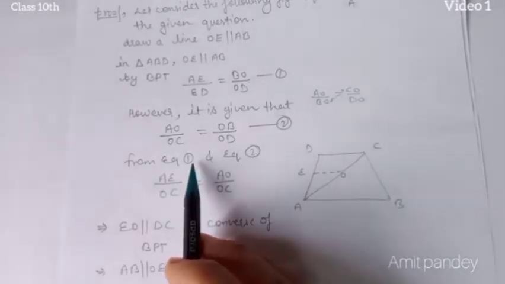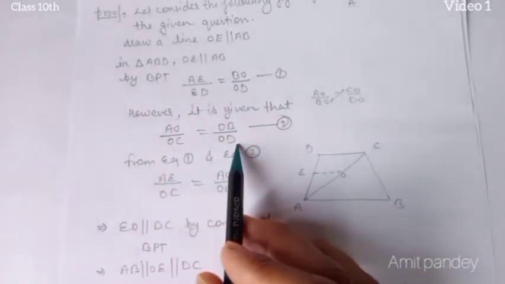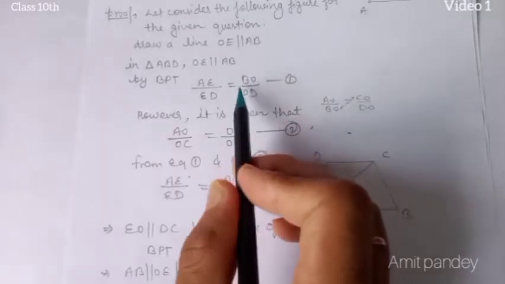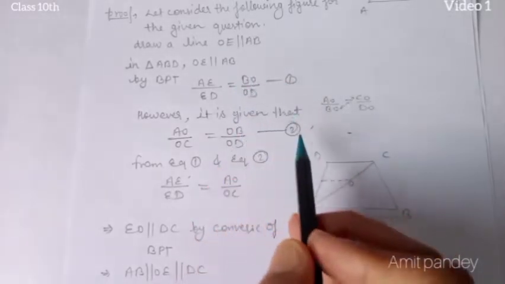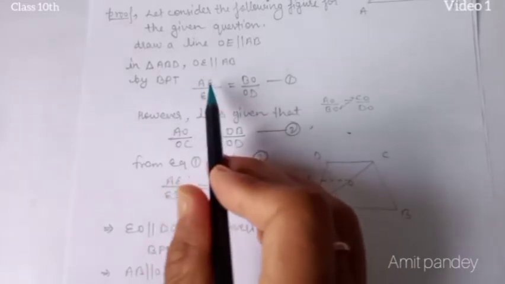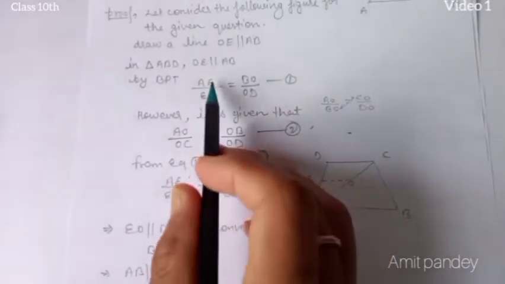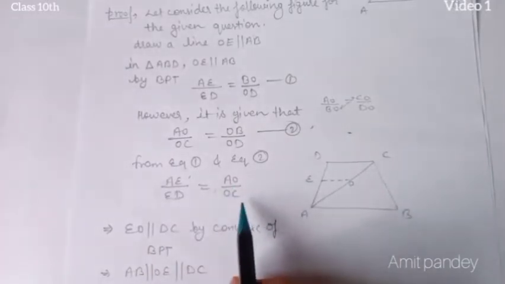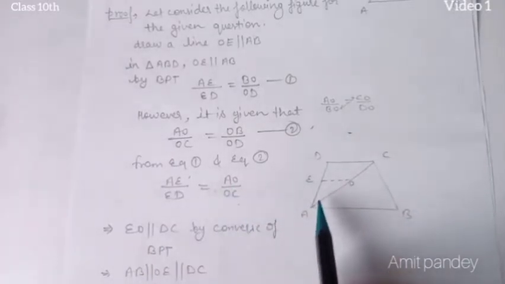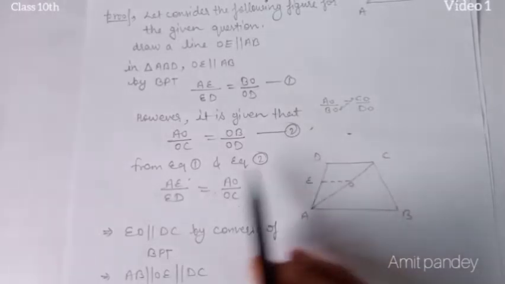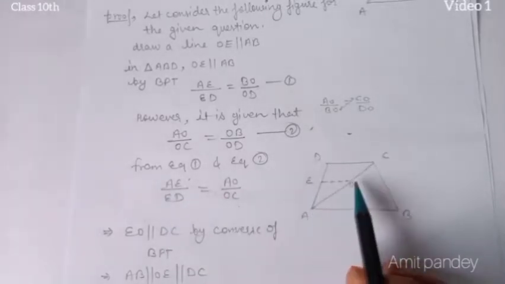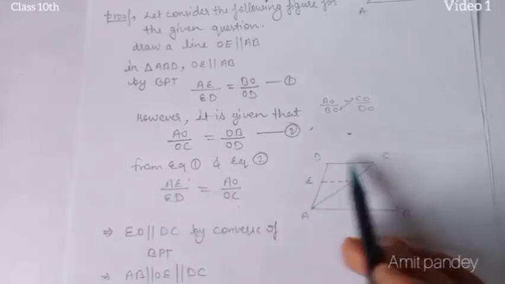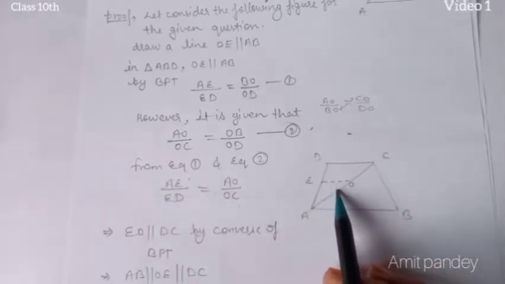From equation 1 and equation 2, you can check OB upon OD and OB upon OD are the same in both, so their left hand side terms are also equal. So we can write AE upon ED is equal to AO upon OC. Now check in this figure AE and ED, and here AO and OC. So students, here we proved that the ratio of the sides is equal.